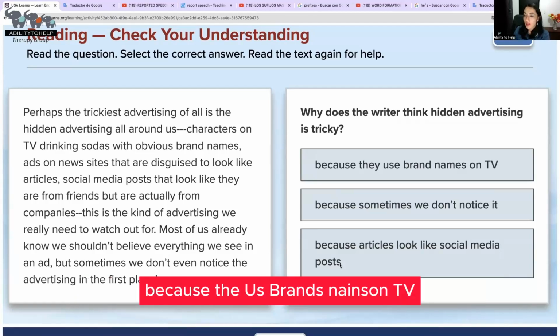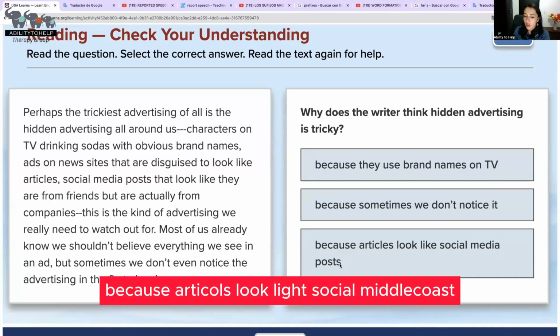Because they use brand names on TV. Because sometimes we don't notice it. Because articles look like social media posts.